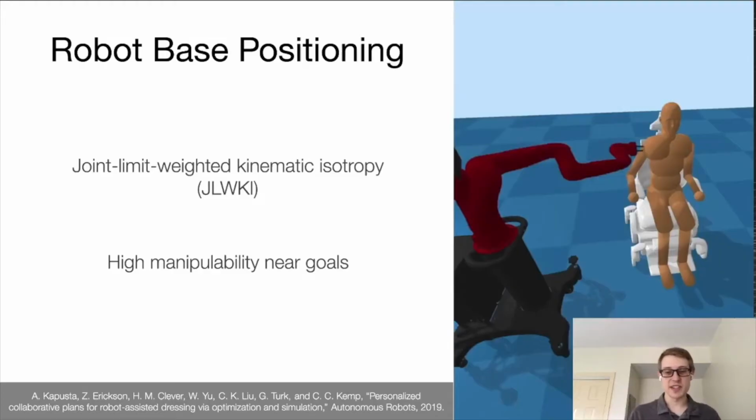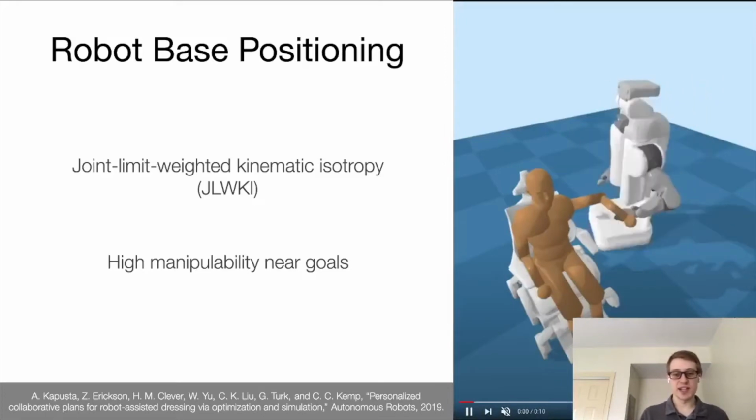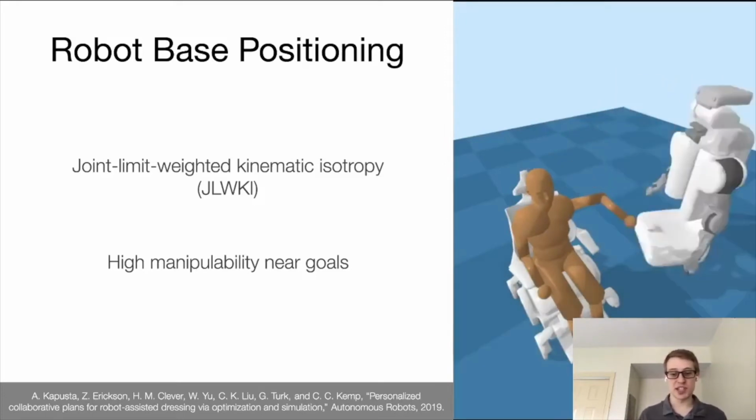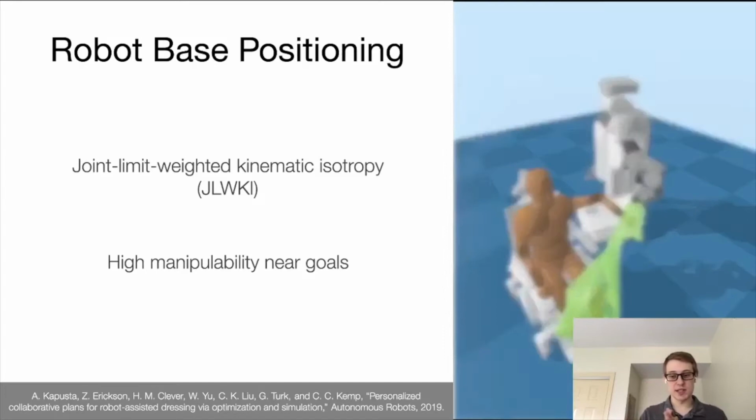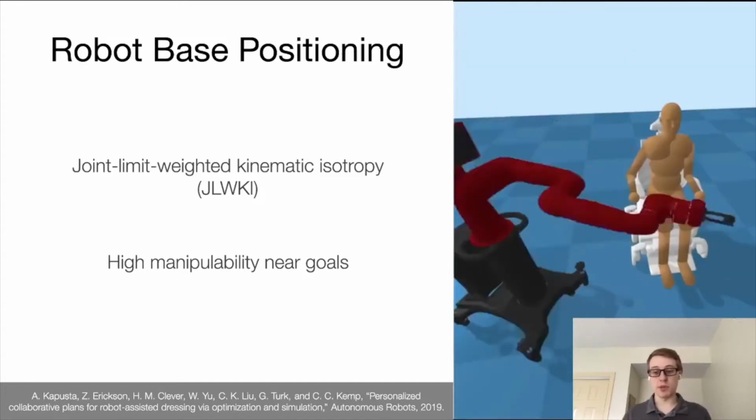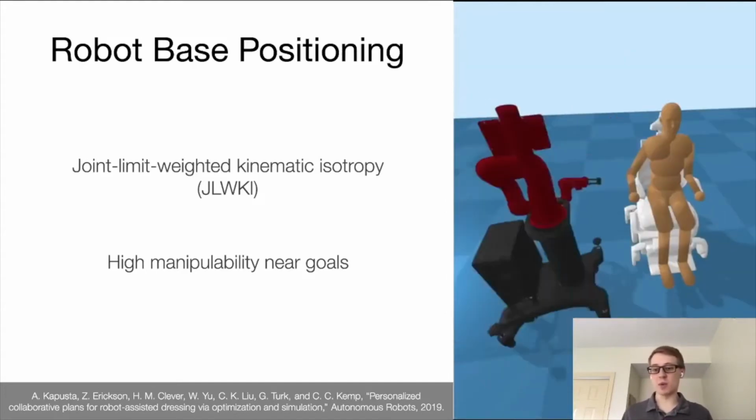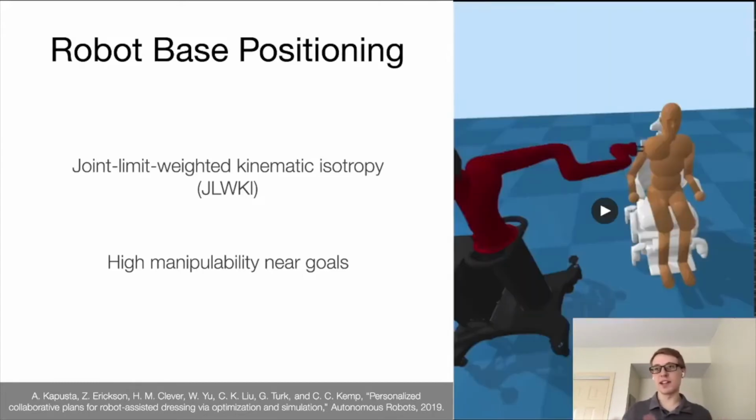All right, another thing that you'll encounter with Assistive Gym is robot base positioning. Where a robot is next to a person can make a pretty big impact on how well it can assist people. For example, if the robot is really far away from the person and can barely reach, it likely won't be able to help. Similarly, if you put the robot right on top of the person, it might be uncomfortable both for the robot and the person.